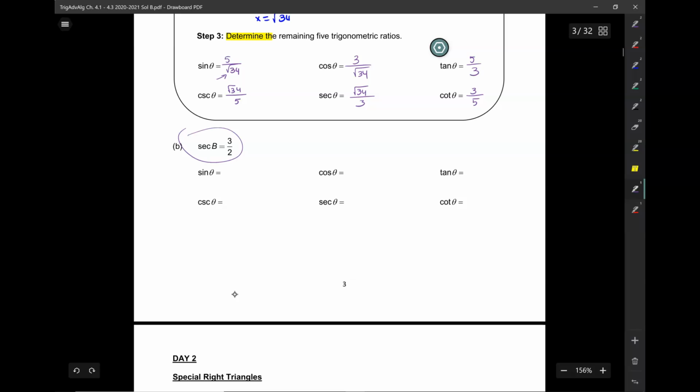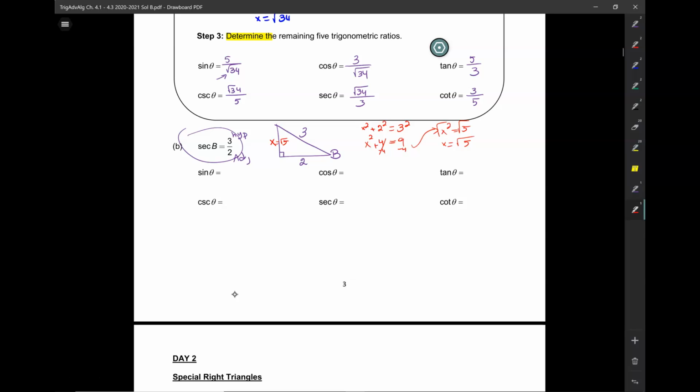Okay, so let's do another example of the same thing. This time I have secant is equal to 3 over 2, right? First step, triangle. Now label angle B. Secant is hypotenuse over adjacent. So hypotenuse over adjacent. Next, Pythagorean theorem. This is x. So x squared plus 2 squared is equal to 3 squared. X squared plus 4 is equal to 9. Subtract 4. X squared equals 5. Take a square root. X is root 5. So here x is root 5.